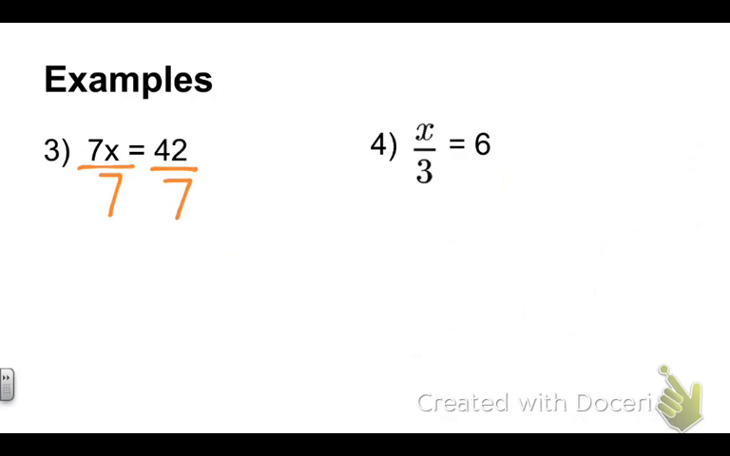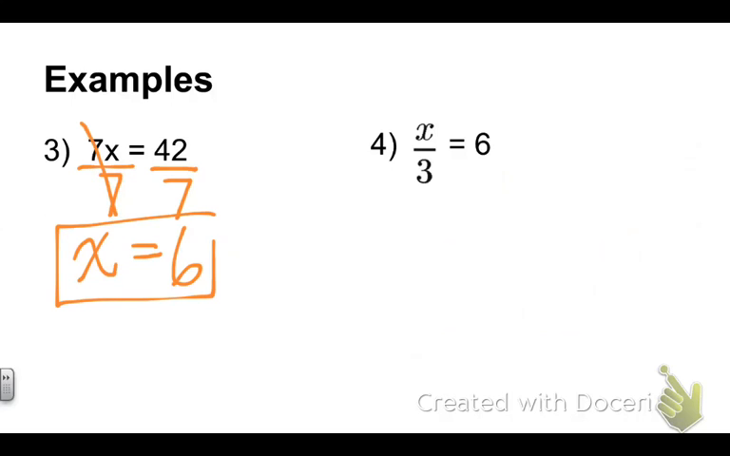Right, so then when you simplify, 7 divided by 7 is 1, and we're left with 1x. That's what we want to do. We want to get x by itself, and 42 divided by 7 is 6. Check it, substitute it in, see if it works. 7 times 6 is 42. Yes, it works. Number 4, what number divided by 3 equals 6?